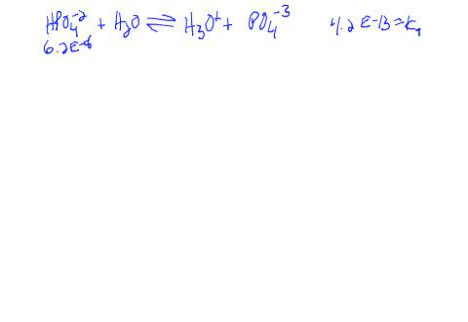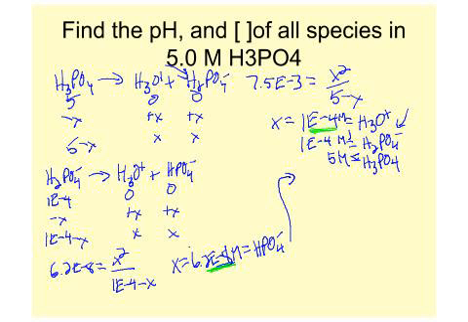Okay. Oops, you know what? I forgot something, which I hate. This right here should not have been X. My starting value here is not X. My starting value here is 1 E negative 4. I'm so sorry. I'm going to add X, and then at equilibrium I have 1 E negative 4 plus X.